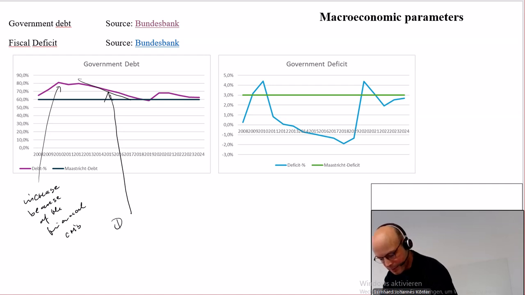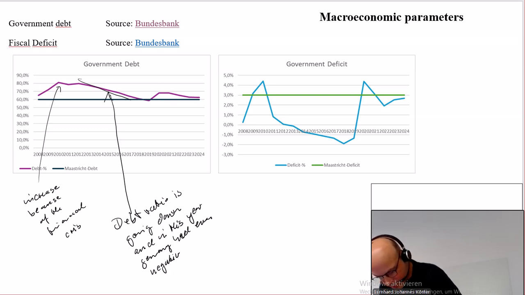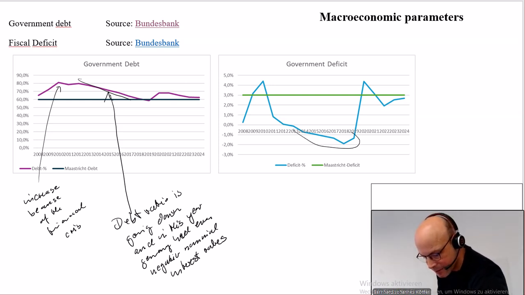So the debt ratio is going down, and in this year Germany had even negative nominal interest rates. Well, and here you see also the deficit.